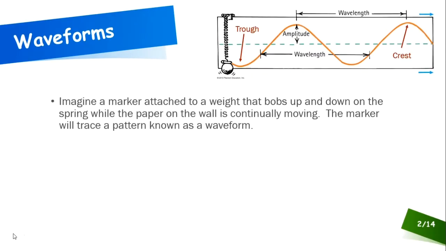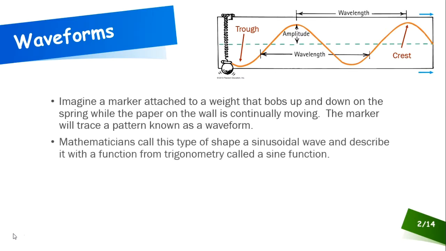So, to talk about a waveform, let's first talk about the characteristics of what we're going to be dealing with when we're talking about waves. Imagine we've got a marker that's attached to a weight. It's bobbing up and down on a spring, and the marker is marking a piece of paper that's moving continuously towards the right. The shape that's actually drawn out by the marker on the paper is the waveform that you see there. That pattern is what we call a waveform.